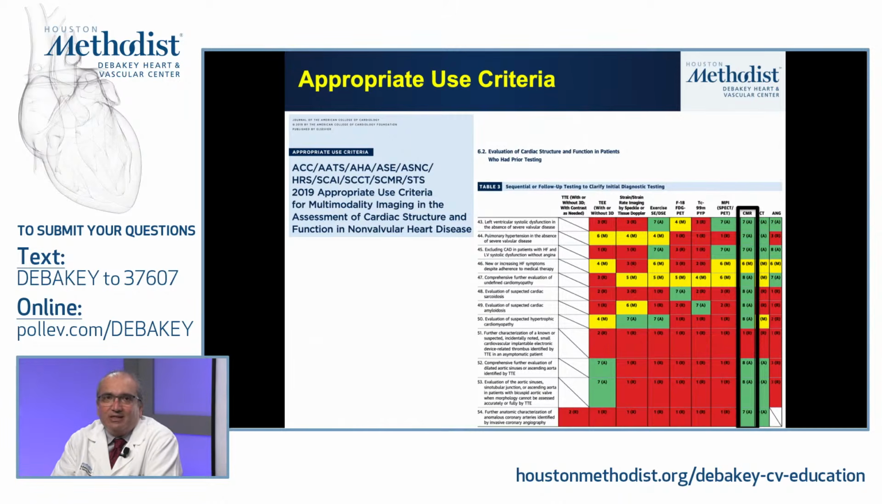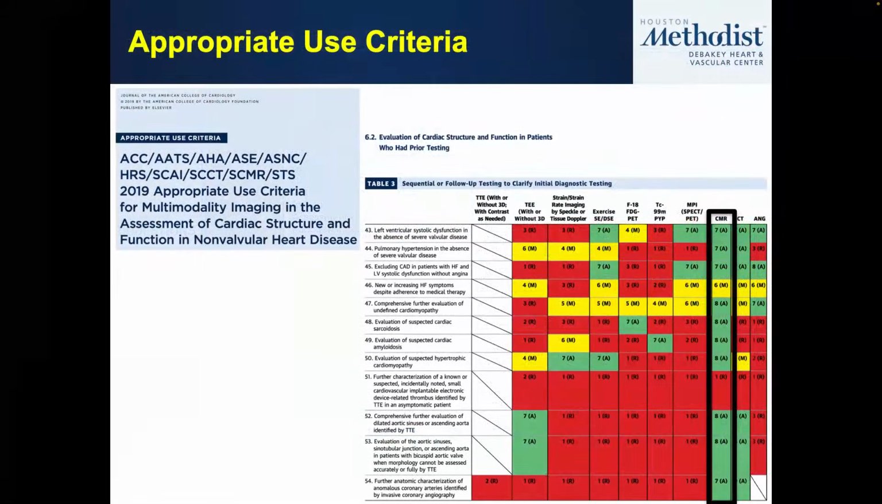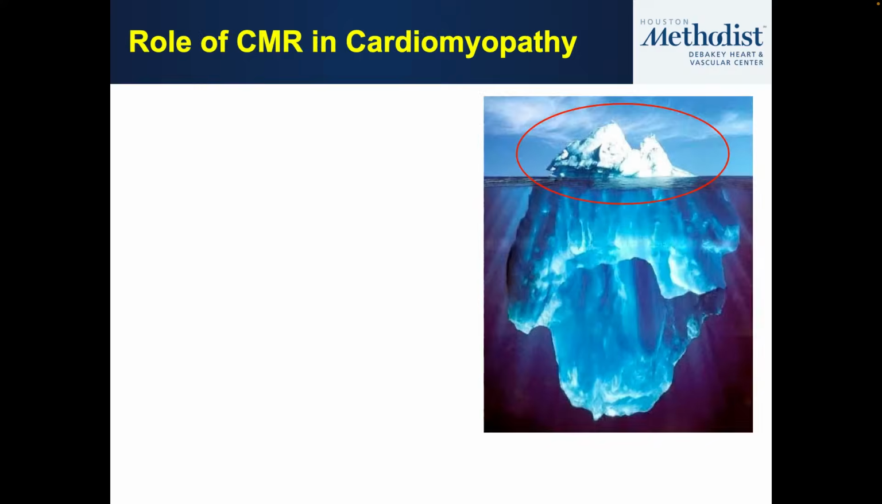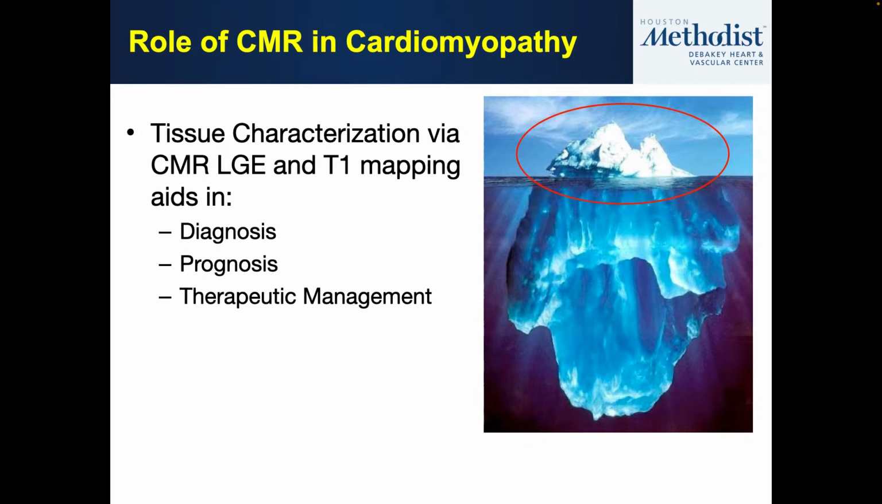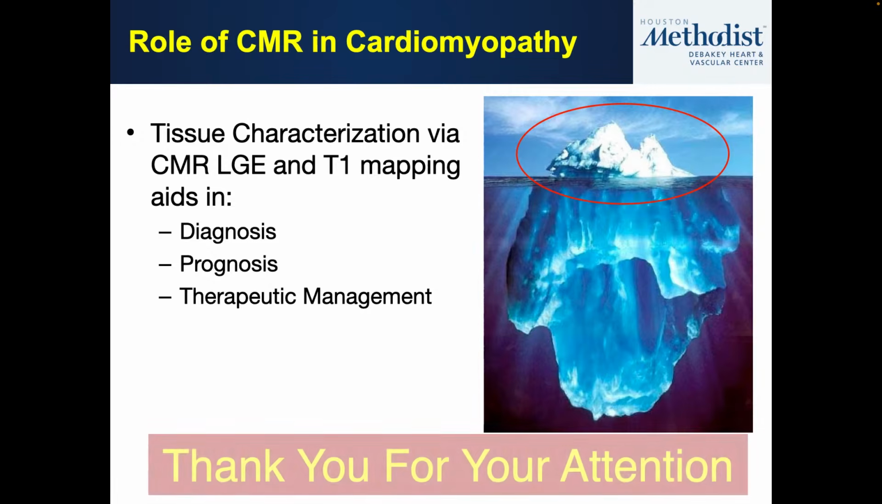And this is the most recent 2019 ACC-AHA appropriate use criteria, which really highlights that there are multiple scenarios where cardiac MRI is considered appropriate or highly appropriate. So with that, I'm going to pause with one final concluding statement, which is that the ability to look at tissue characteristics by LGE and T1 mapping in MRI is really helping us not only from a diagnosis standpoint, identifying prognosis in our patients, but most importantly helping to guide therapeutic management and ultimately improve patient outcomes.